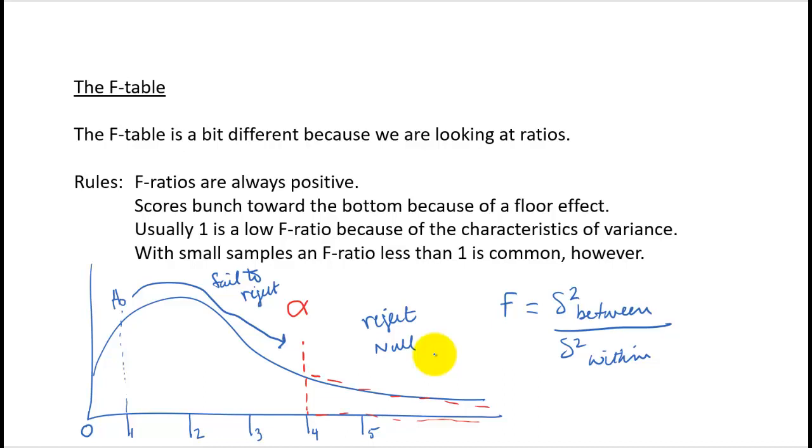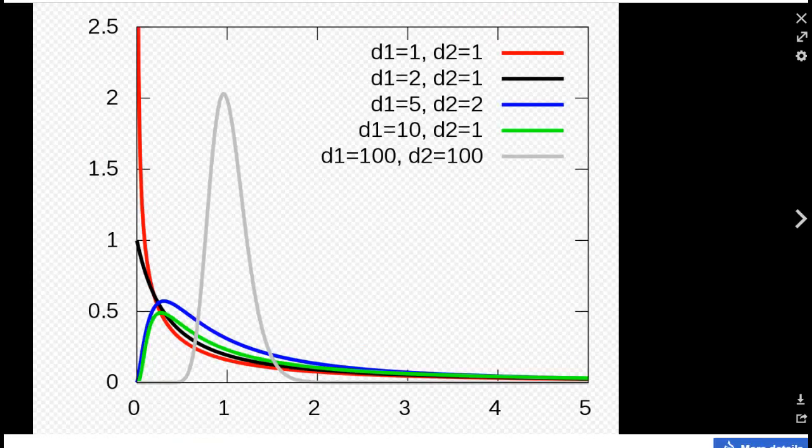What's interesting about an F table is that as you change the degrees of freedom, the shape of the comparison distribution changes. It's mathematical in nature and hard to describe why that happens, but if you must know, this is the way that an F distribution changes shape based on the number of degrees of freedom. If you have 1 degree of freedom between and 1 within, then the distribution looks like this. If you have 2 and 1, that's the black line, then it looks like this line.